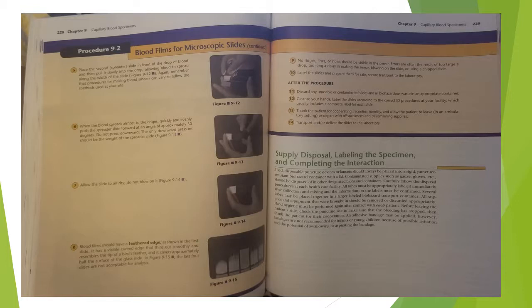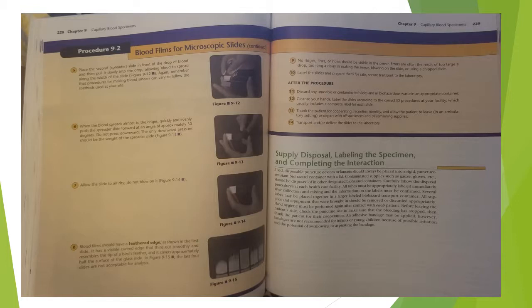Label the slides and prepare them for safe, secure transportation to the laboratory. After the procedure, discard any unusable or contaminated slides and all biohazardous waste in an appropriate container. Cleanse your hands. Label the slides according to the correct ID procedure at your facility, which usually includes a complete label for each slide. Thank the patient for cooperating. Reconfirm identity, and allow the patient to leave in an ambulatory setting or depart with all specimens and all remaining supplies. Transport and/or deliver the slides to the laboratory.